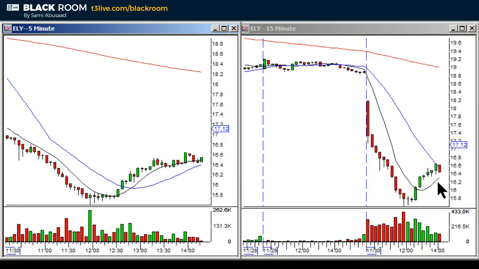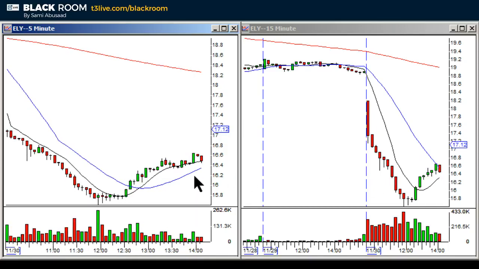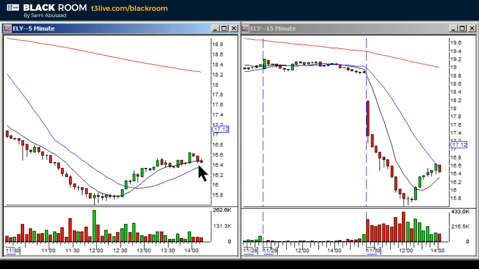Did the ELY have multiple time frame alignment? Look at this, declining 20 on the 15, rising 20 on the 5 minute chart. Price was also above the rising 20 on the 5. So no, that's a good example actually, when you have a sell setup on the 15-minute chart and an uptrend on the 5 minute. So how can you play it?